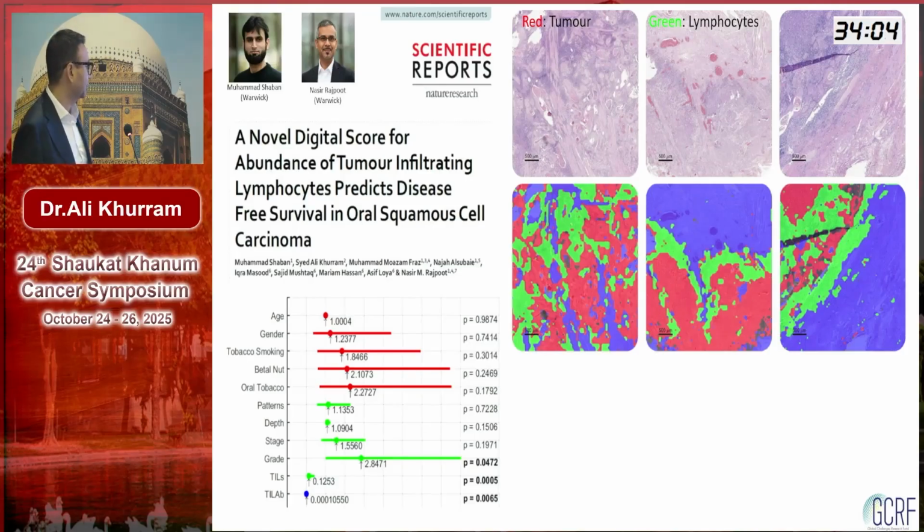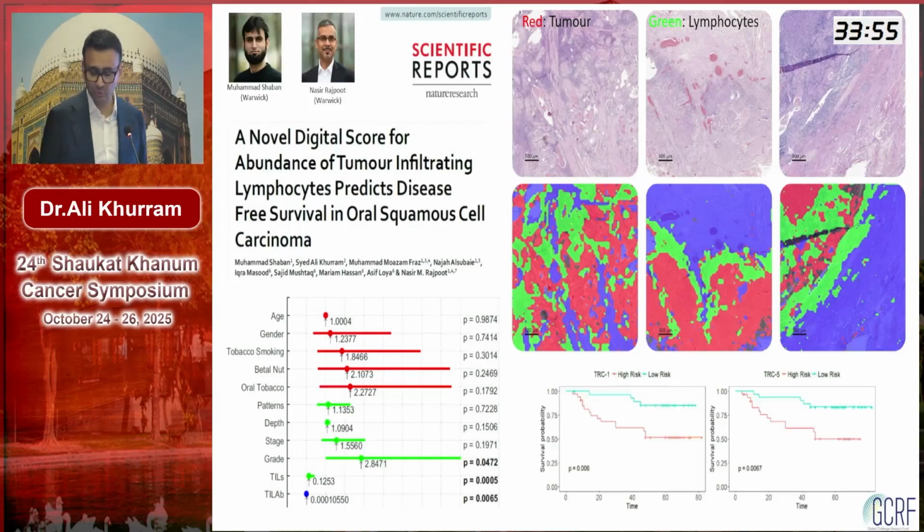And then we compared these TILs in terms of how they compared for prognostic correlation or survival prediction with other things that we routinely look at, like depth of invasion and grade, pattern of invasion, etc. And it looked like this automated TIL score was actually a lot more predictive of patient survival over 5 years than any of the things that we routinely use in our pathology practice. And this was done on a cohort of 100 cases from Pakistan.